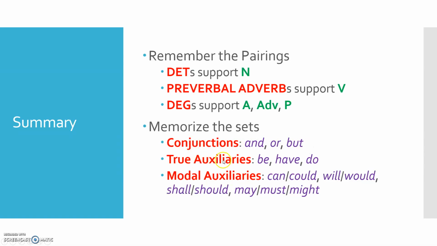We've got our true auxiliaries, be, have, and do. We've got our modal auxiliaries, can, could, will, would, shall, should, may, must, might, right? The three pairs, the three M's. Just memorize all those guys and you should be good. And then I guess also memorize the complementizers, that, whether, and if, and you should be good for your function words.